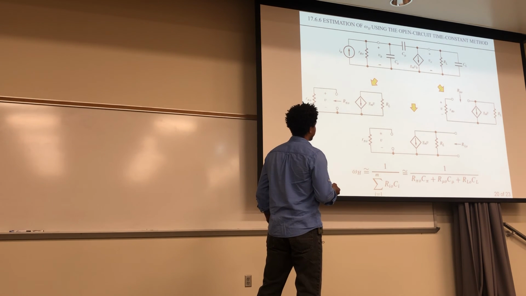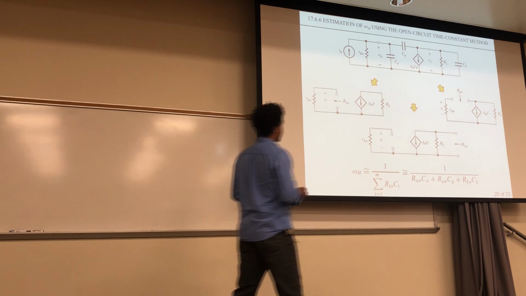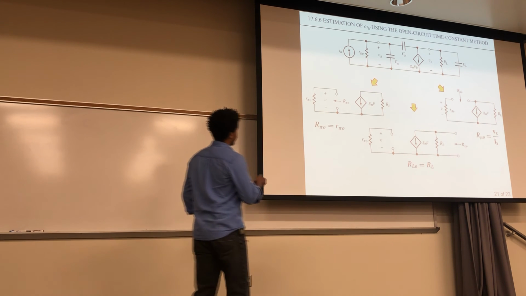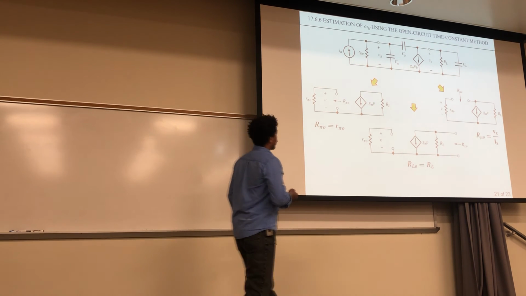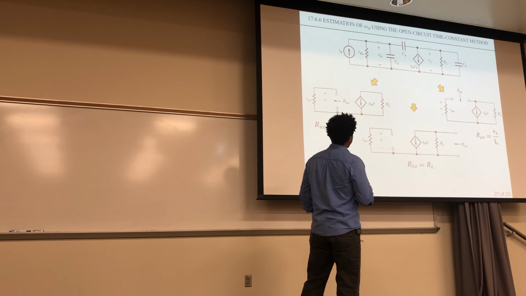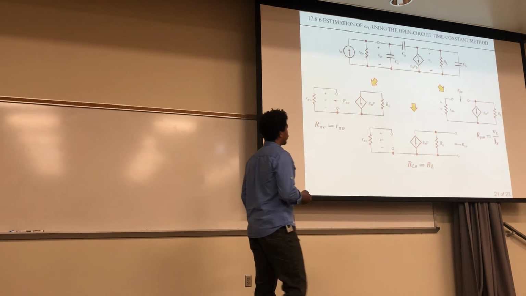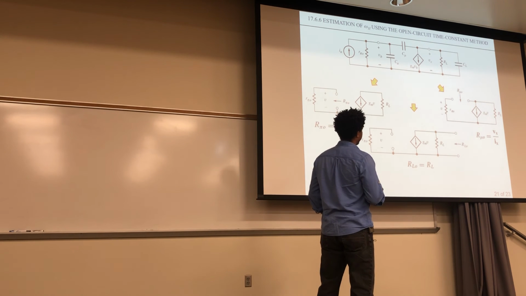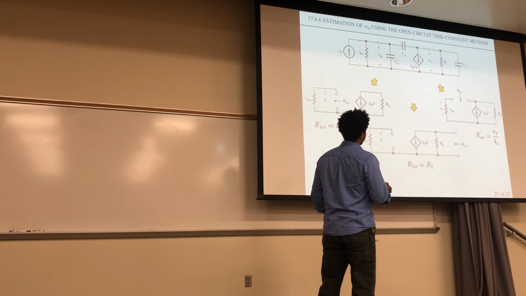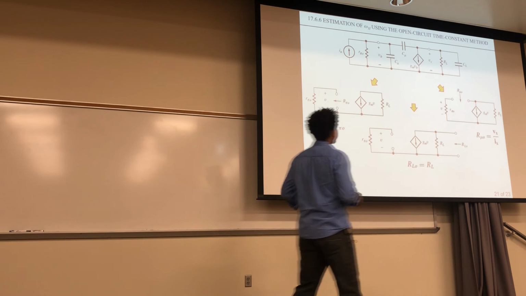Determining that one is easy, but that one right here is a little more complicated. So this one right here is just this resistance right here, R pi 0. And this one right here is kind of easy too, right? Looking in this direction, the resistance is just this right here. But for this right here, it's a little more complicated because what you want to do is have this Vx over Ix, and determine what that is.